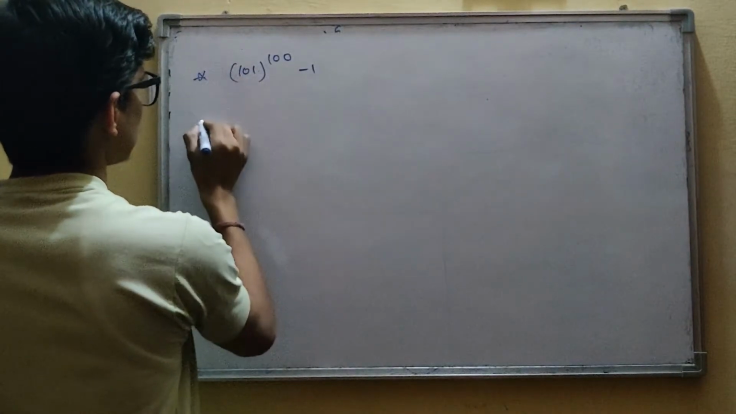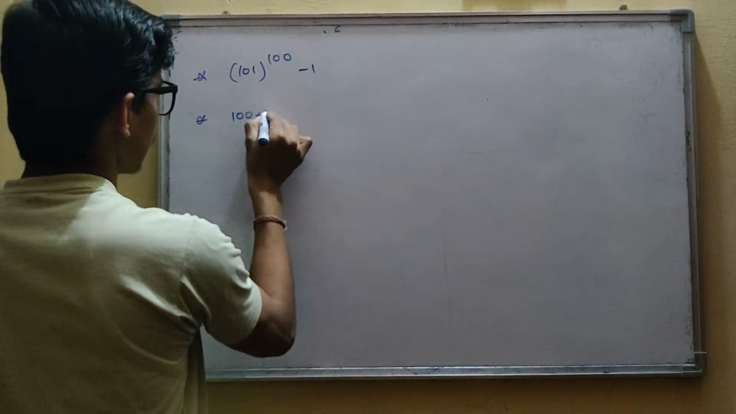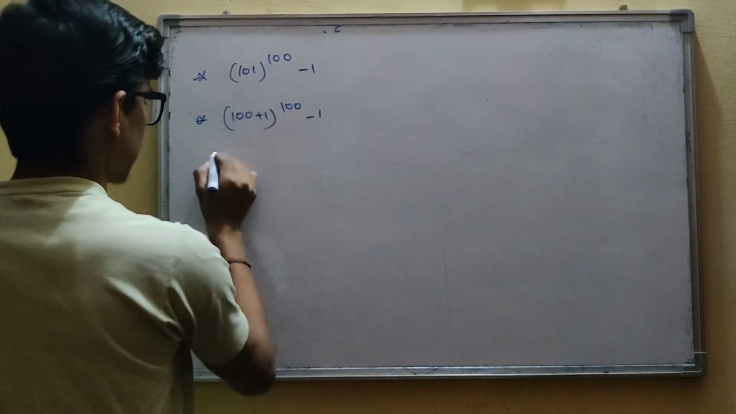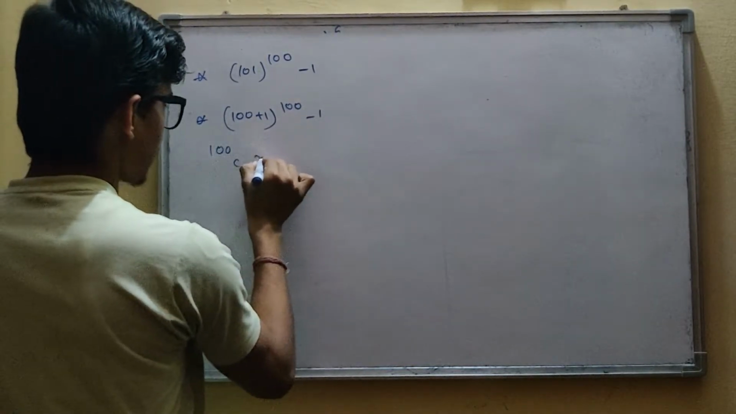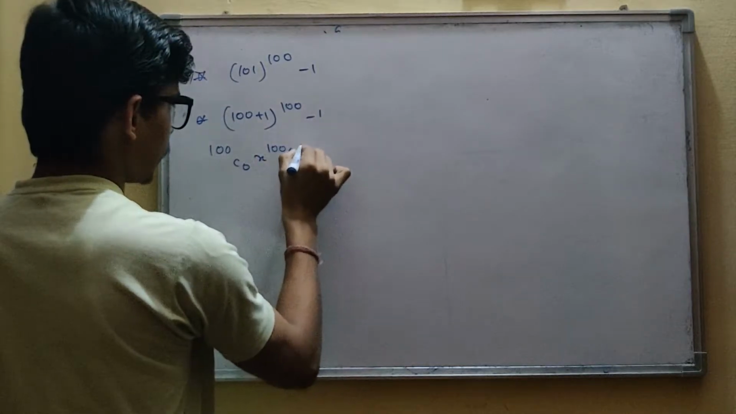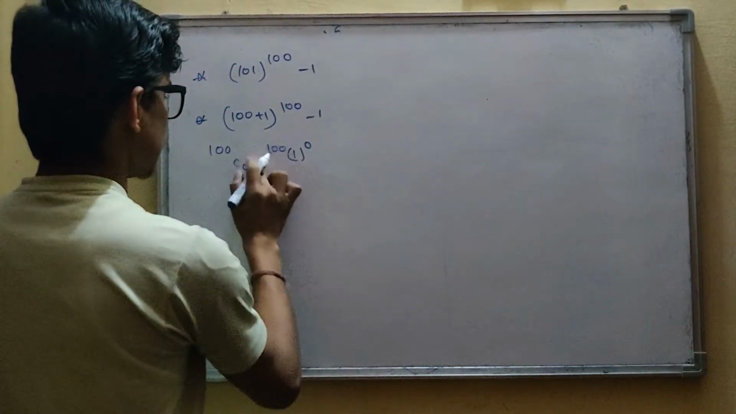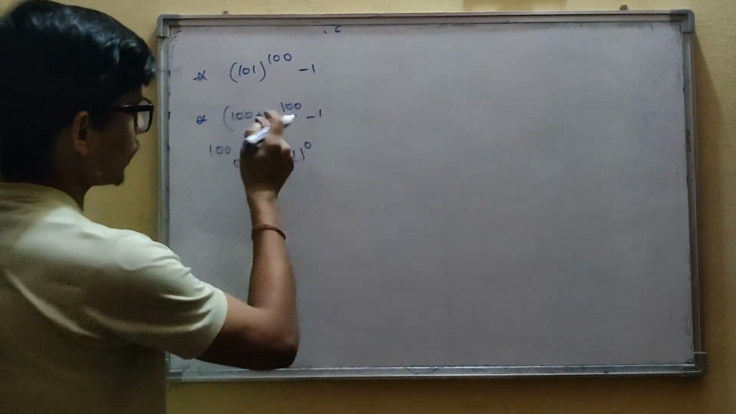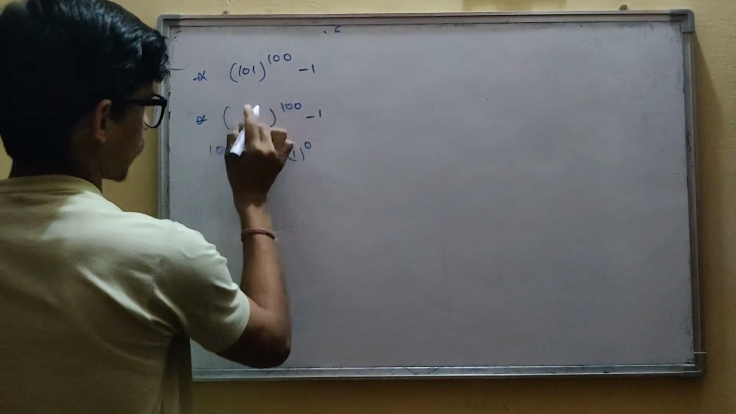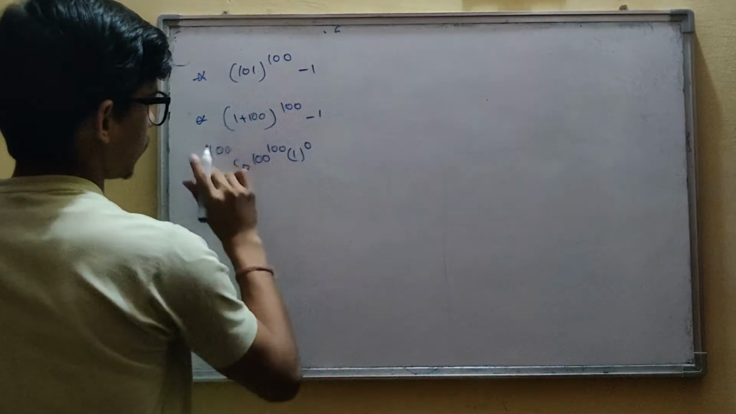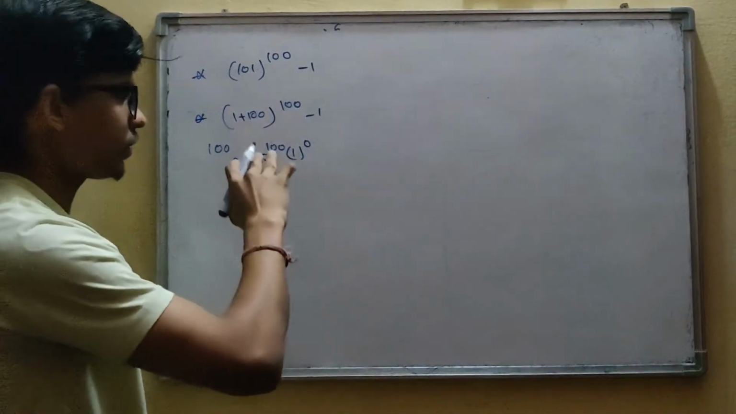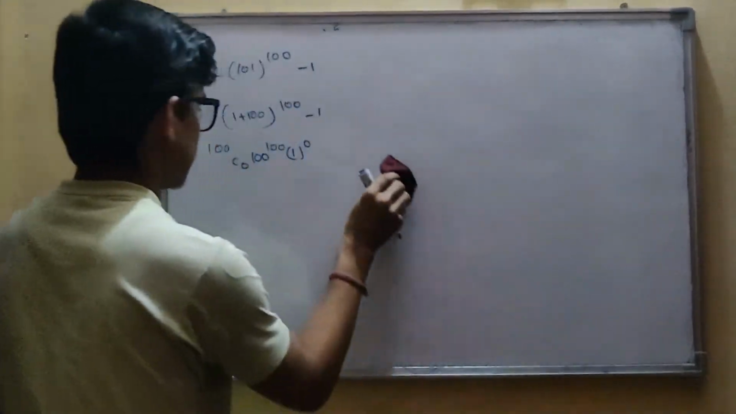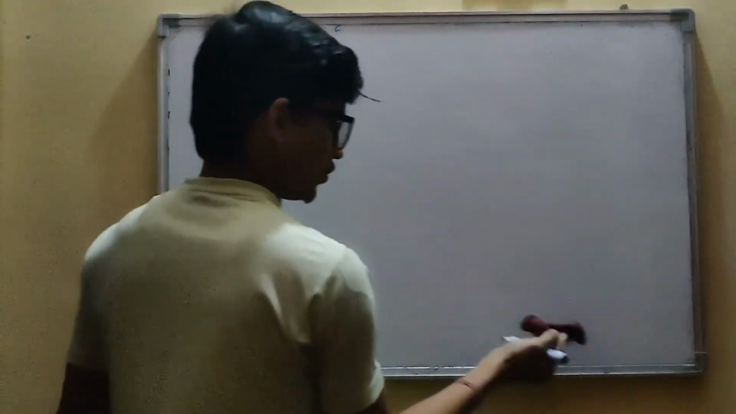So you can write it like this: 100 plus 1 to the power 100 minus 1, and expand this. So 100 C0, x to the power 100, and 1 to the power 0, and x is 100 actually, right? Or you can write it like this: 1 plus 100. You can do it this way also, but this way it will be a little bit easier to understand. So just follow me.